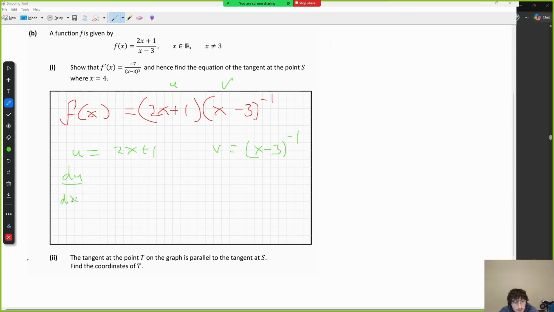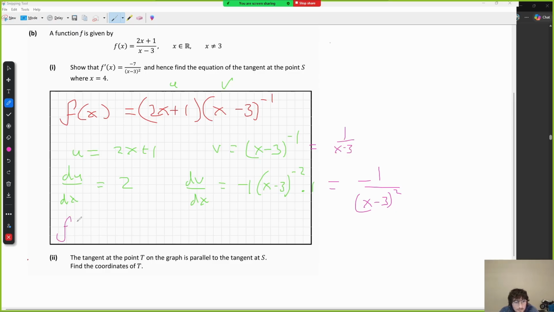Underneath this, you write du dx, and that's the number 2. Under this, you write dv dx. You multiply down by the power, keep the inside exactly the same, reduce the power by 1, and multiply by the derivative of the inside, which is just 1. You can rewrite dv dx as minus 1 on top and x minus 3 squared on the bottom, just reversing your indices. And same with this, you could write it as 1 over x minus 3 when you're subbing in.